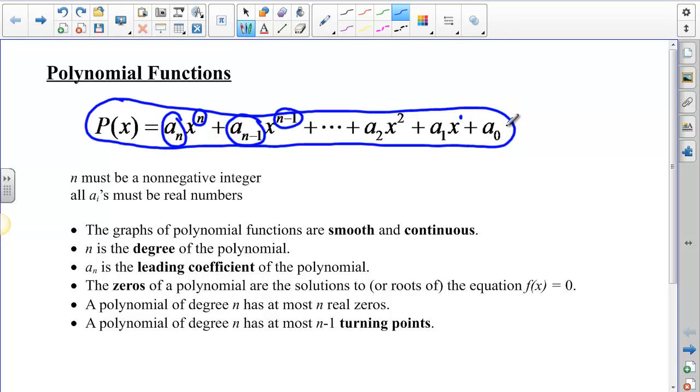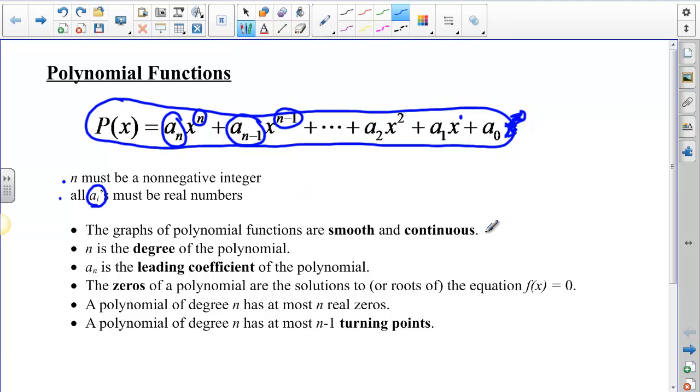There's no x here because normally we would say x to the 0, and x to the 0 is 1, so there's no need to really even put it there, so we don't. A couple things that we need to know is that n must be a non-negative integer. Whole numbers is another way to say it, so 0, 1, 2, 3, 4, 5, all the way up to infinity. And all a sub i's, or coefficients, must be real numbers. So we're looking for whole number exponents and real number coefficients.